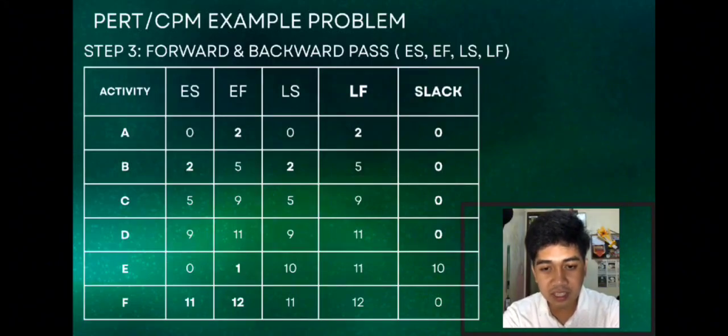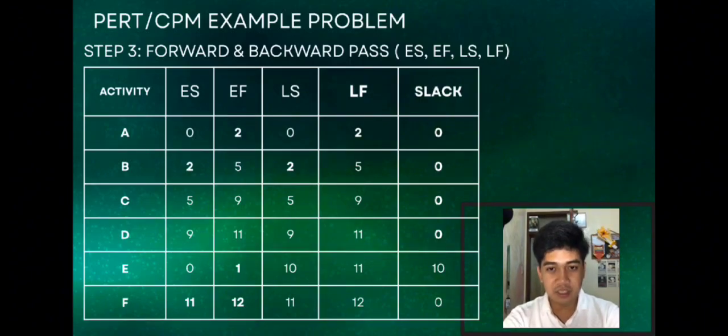While in activity E, the estimated time to start is 0, and the estimated time to finish is 1. The latest time to start is 10, and the latest time to finish is 11, and the slack is 10. In activity F, the estimated time to start is 11, the estimated time to finish is 12, the latest time to start is 11, and the latest time to finish is 12, but the slack is 0.